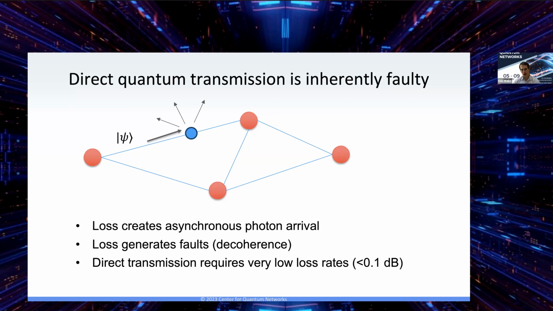And so in order to prevent this decoherence from killing any kind of advanced quantum information protocols that you might want to run, direct transmission requires very low loss rates, less than 0.1 dB. And so over any kind of reasonable length fibers, you're simply not going to be able to do any sophisticated quantum networking, just because of standard fiber loss.